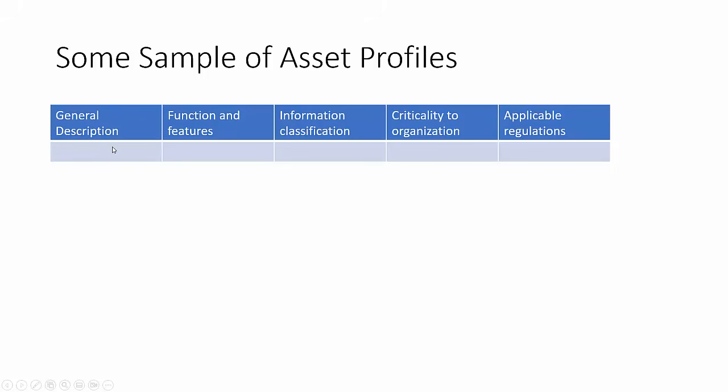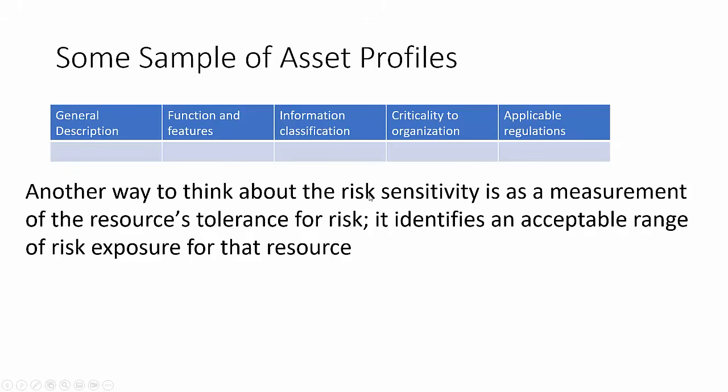We include a general description of the asset, its function and features, what the asset basically offers, the classification of information, the criticality, and whether that information is applicable under any regulations. As I said, another way to think about risk sensitivity is as a measurement of the resource's tolerance for risk. It identifies an acceptable range of risk exposure for that resource, because risk exposure we have to identify in the asset profile.